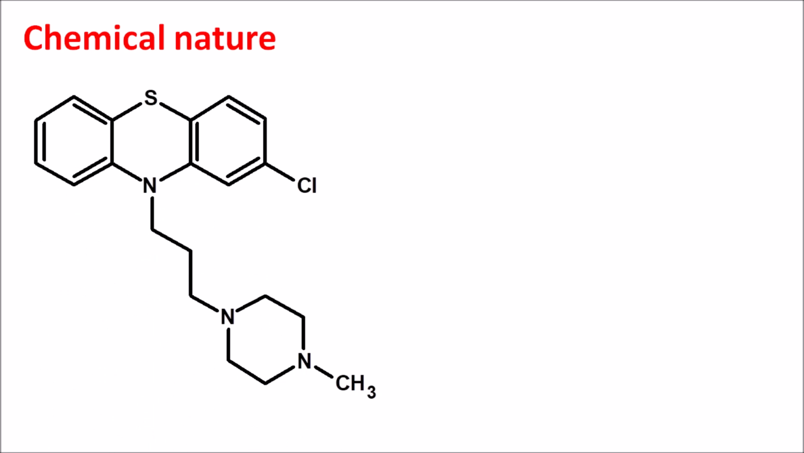So this is the structure of prochlorperazine. It has the propyl side chain, which is indicated within the prefix pro, and it has the chlorine, so chloro. Propyl chloro perazine, that is prochlorperazine.